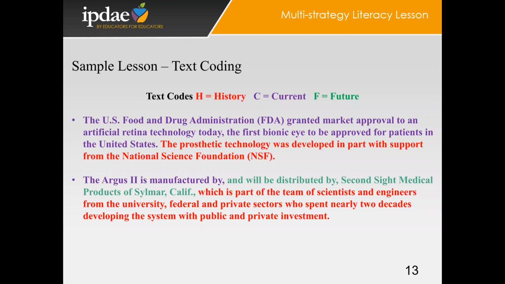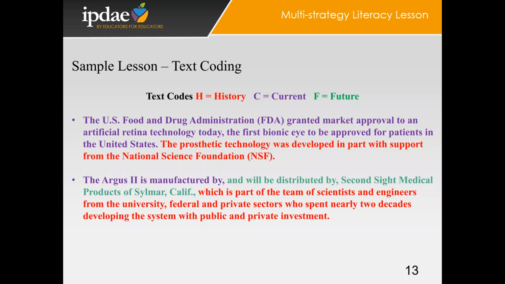So the US Food and Drug Administration granted market approval to an artificial retina technology today, the first bionic eye to be approved for patients in the United States. So, I mean, it's saying that that happened today. That sentence, again, Lori said it's actually almost exactly 10 years ago. But if you look at the date it was put out, this is a press release saying that it just happened. So in terms of when this article was written, that is current. That's something that's happening right now.